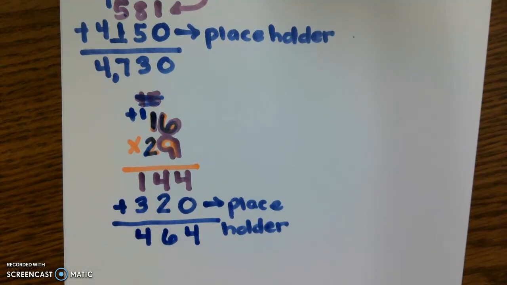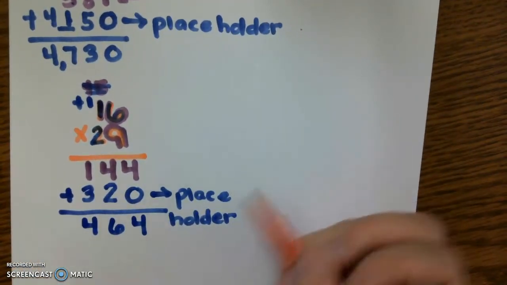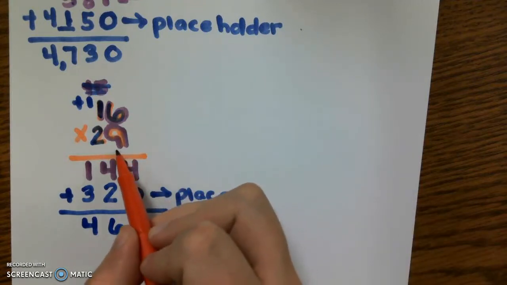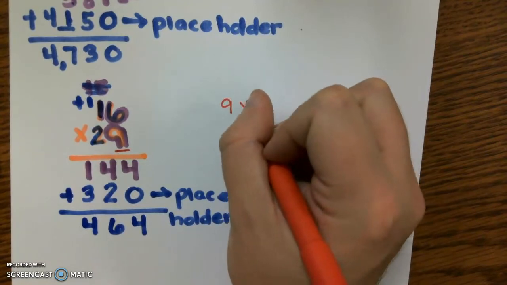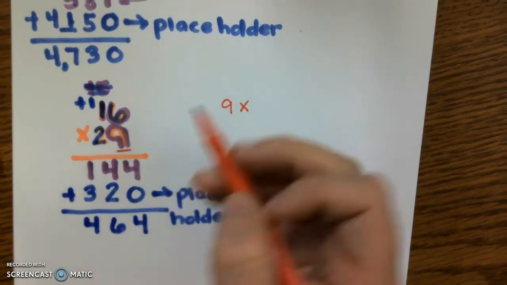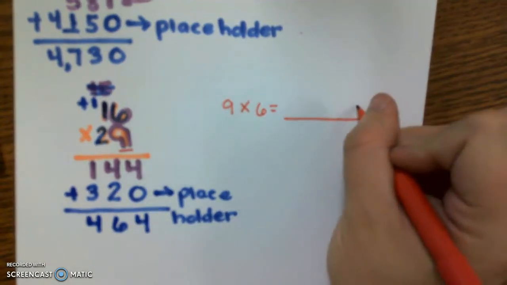Now if I wanted to check this using partial products, I totally could. Partial products, once again, reviews place value. So place value. I'm going to take this 9, and I'm going to say 9 is in the ones place, so it just stays the same. 9, and the 6 is in the ones place, so it stays the same. 9 times 6 is 54.